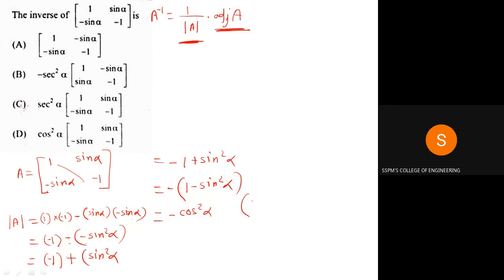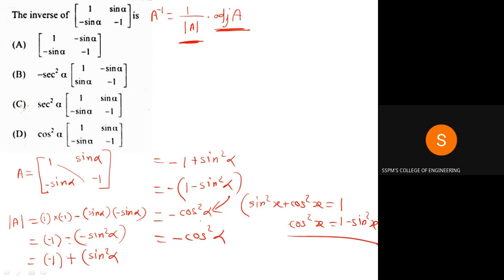Why is it like that? Because we know the trigonometric identity: sine square x plus cos square x is equal to 1. So cos square x is equal to 1 minus sine square x. This identity we have written. 1 minus sine square alpha is equal to cos square alpha. So this comes out to be minus cos square alpha.